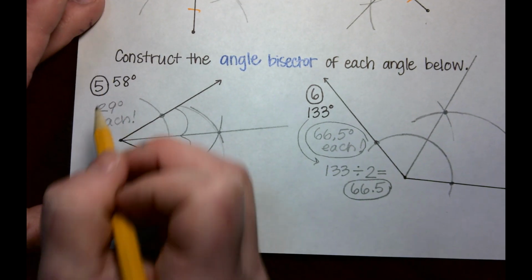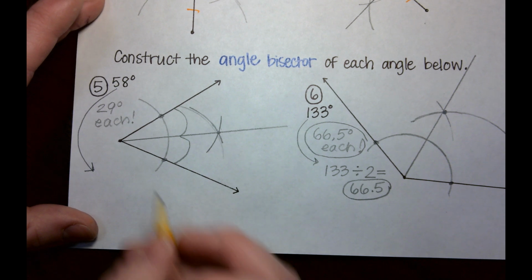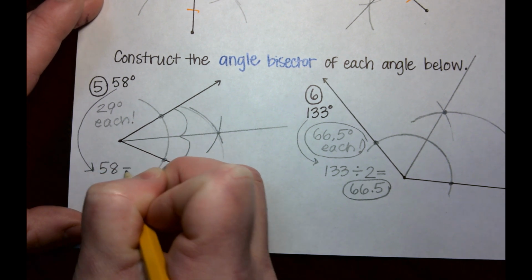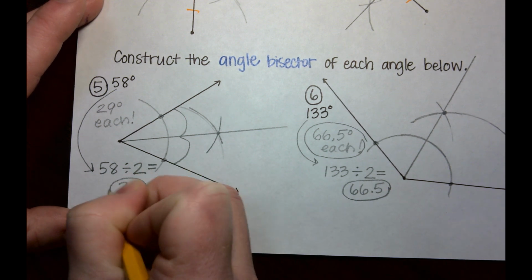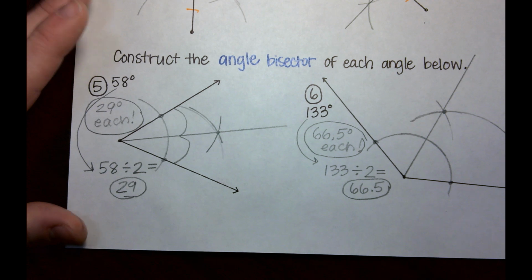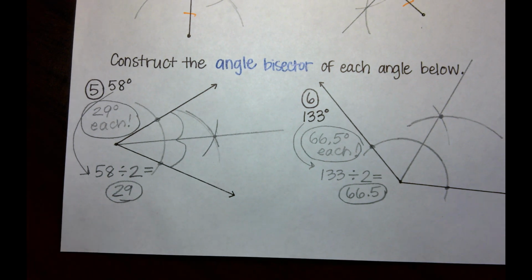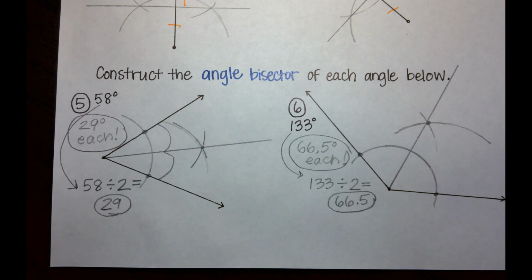Over here, I'll do the same thing. 58 divided by 2 is 29. There we go. Pause this and I'm going to grab some papers and get ready for some notes. All right, so let's get out some paper. We're going to take some notes today.